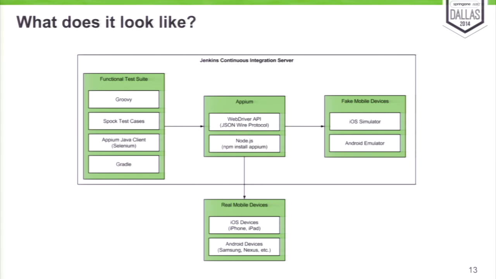And then within your Jenkins server, you can have fake mobile devices, right? Your iOS simulator or your Android emulator. Or you can have real mobile devices. You can actually have devices plugged in to your CI server, and I've actually done that. But we'll get into some other options a little bit later on. So this is what it looks like. This is the complete picture of Groovy mobile automation.